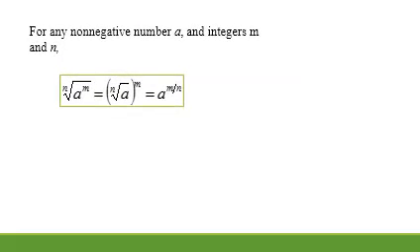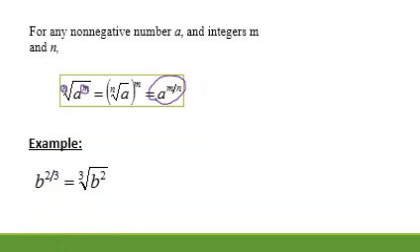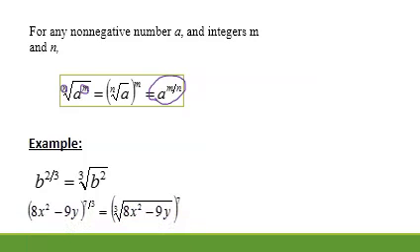For any non-negative number, this is the general rule: the nth radical of a to the power m is a to the power of m over n. So the inside power over the outside index. Example, b to the power 2 over 3 is written as the cube root of b to the power 2. Whatever you have inside the bracket, you just look at the power: 7 is inside and 3 is outside.